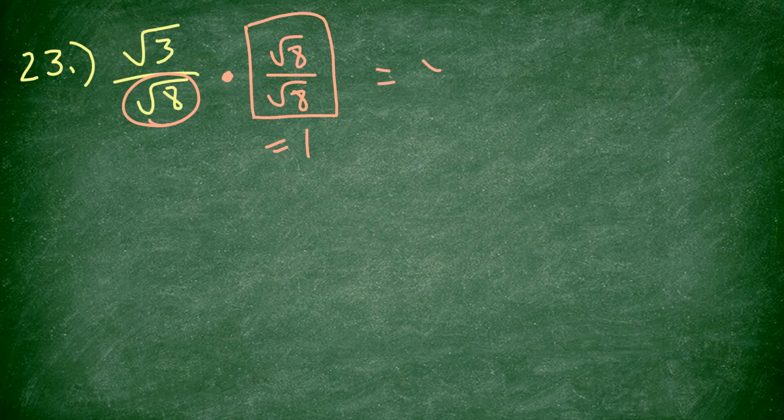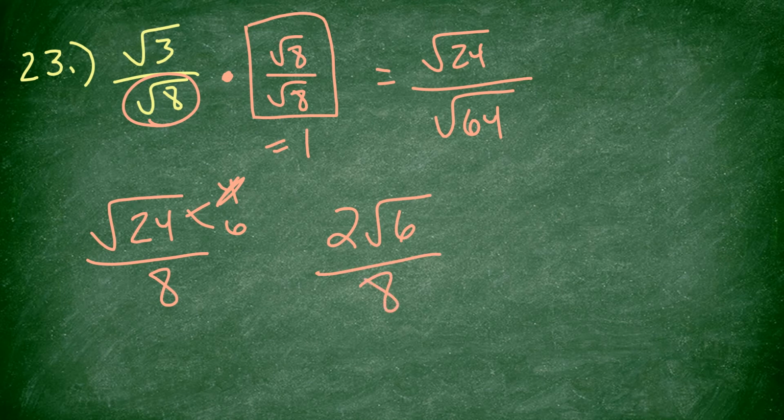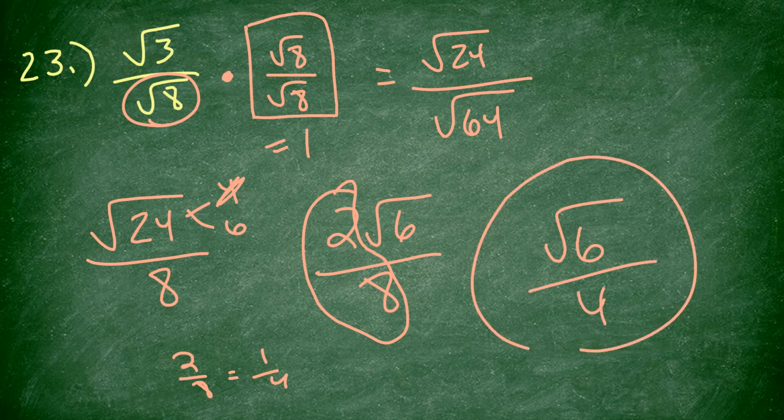So I multiply across the top to get radical 24. I multiply across the bottom to get radical 64. So this becomes the square root of 24 all over 8. Now remember, 4 is not perfect, but 4 times 6 is equal to 24. This 4 is perfect. It turns into 2. So we have 2 radical 6 all over 8. Now, that is 2 over 8, which is the same as 1/4. So 2 over 8 simplifies down to 1/4. So your final answer for this one is radical 6 over 4. It's the best answer for 23.